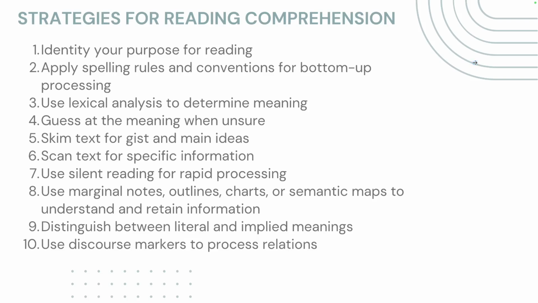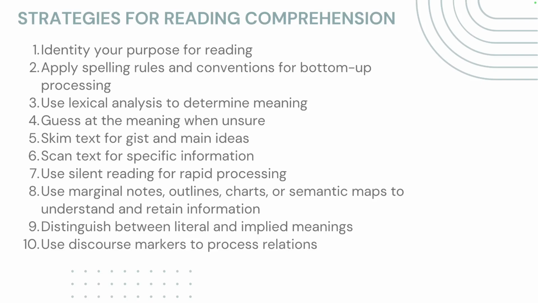Okay, so here are 10, and I'll very quickly go through them. The first one is to identify your purpose for reading. These are not in order of most important or anything, just 10 strategies. The second is apply spelling rules and conventions for bottom-up processing. Use lexical analysis to determine meaning. So you see, these are the micro skills, right? We're focusing specifically on the language. Guess at the meaning when you're unsure.